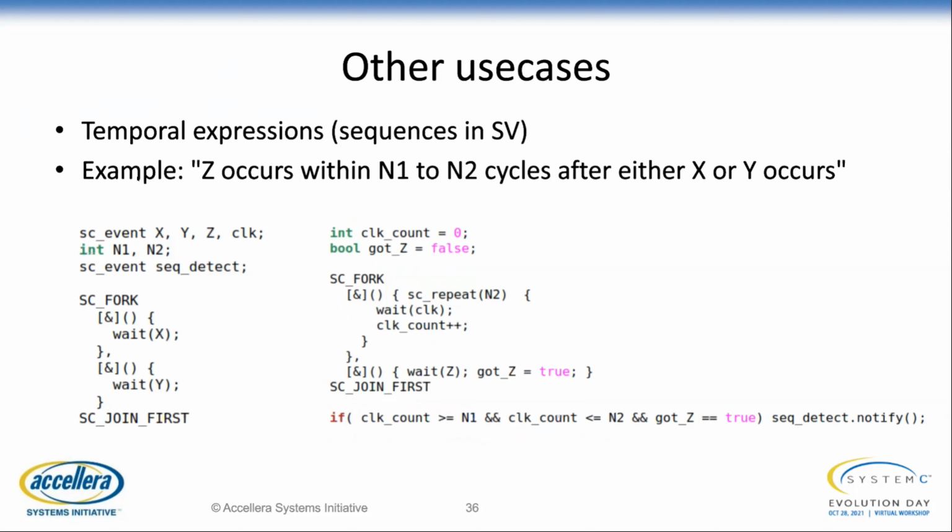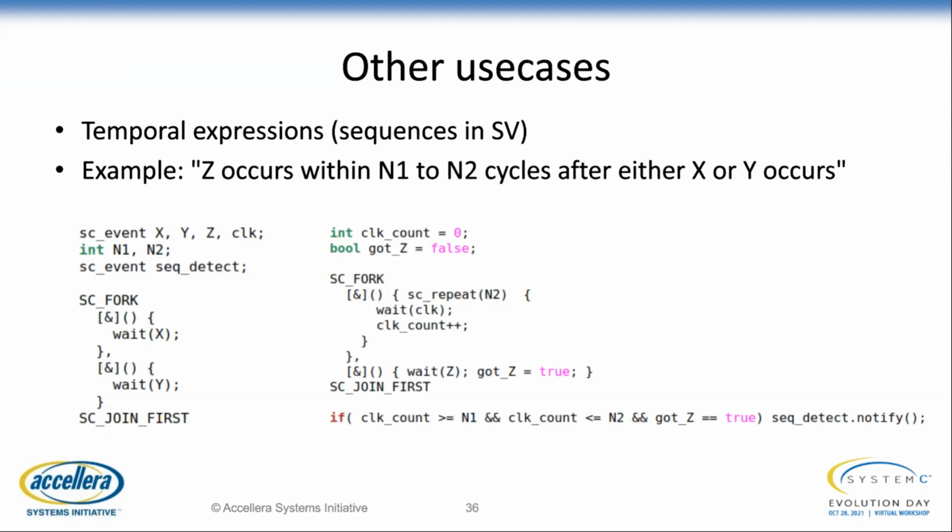Let's say we have this example, we want to detect this behavior. So we have 3 events, X, Y, Z, and we want to detect a situation where Z occurs within N1 to N2 cycles after either X or Y occurs. Okay. Now I noticed there is already some work done on supporting assertions in SystemC.